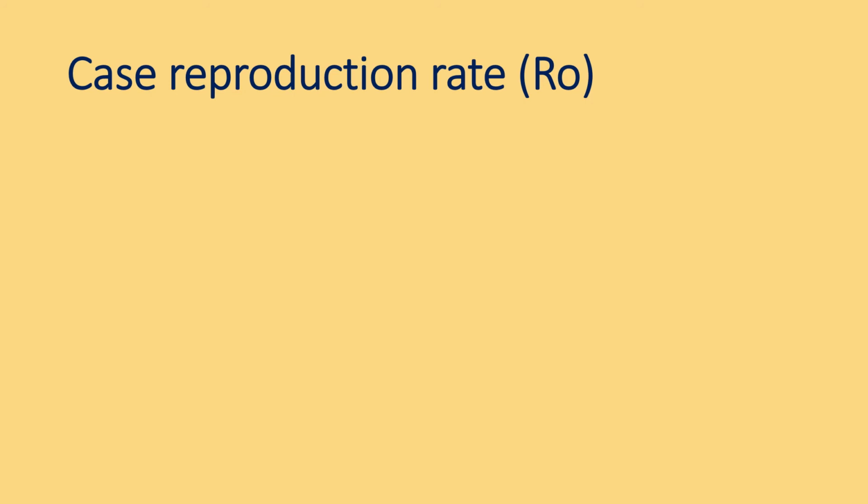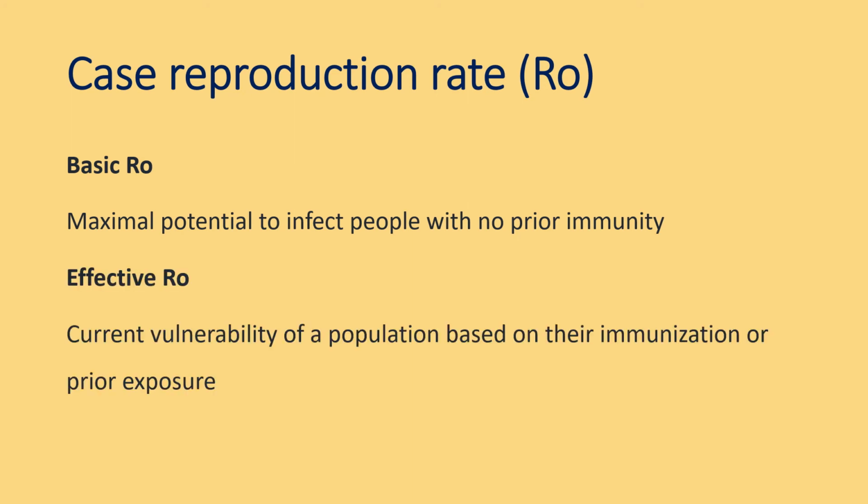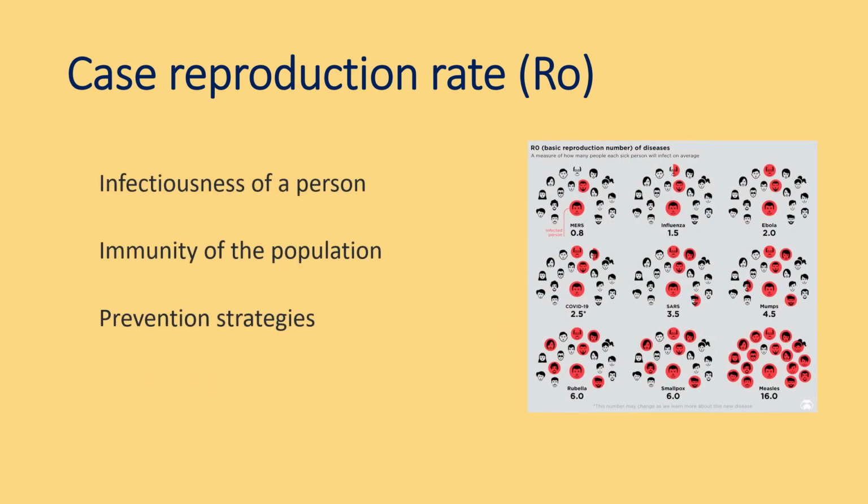R-naught can be of two types. Basic R-naught denotes the maximum potential to infect people with no prior immunity. Effective R-naught is the current vulnerability of the population based on their immunization or prior exposure. R-naught depends upon the infectiousness of a person, immunity of the population, and the preventive strategies and vaccination policies that are currently in place. For an epidemic to be controlled, R-naught has to be less than 1.